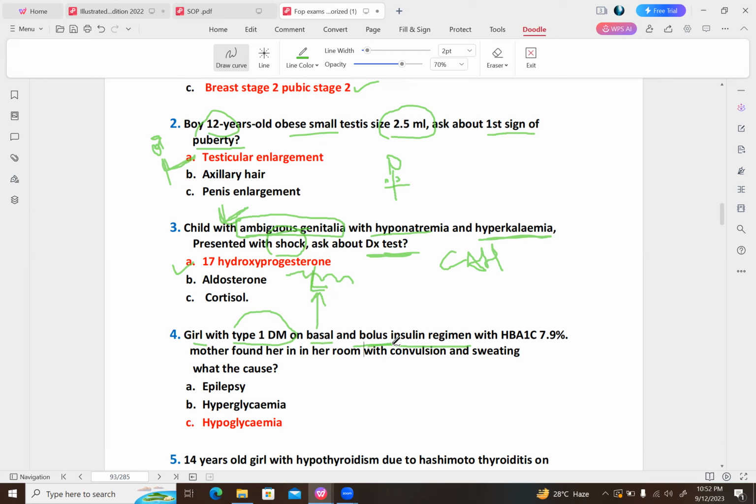And bolus regime is the short acting insulin. I will write S. This is the short acting insulin that is given pre-meals or at the time of the meals to adjust your status with those levels at the time of the meal. So this girl is having type 1 diabetes mellitus and she is on basal and bolus regime. And her HbA1c is 7.9. What is the normal value of HbA1c?